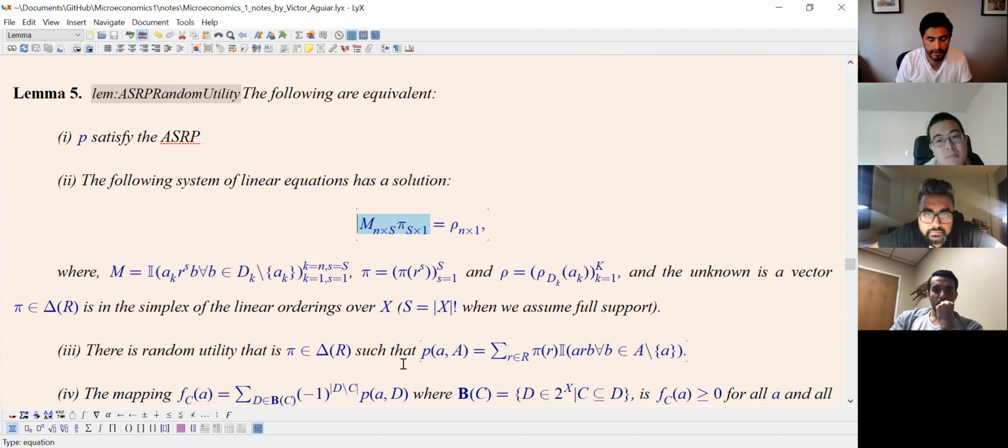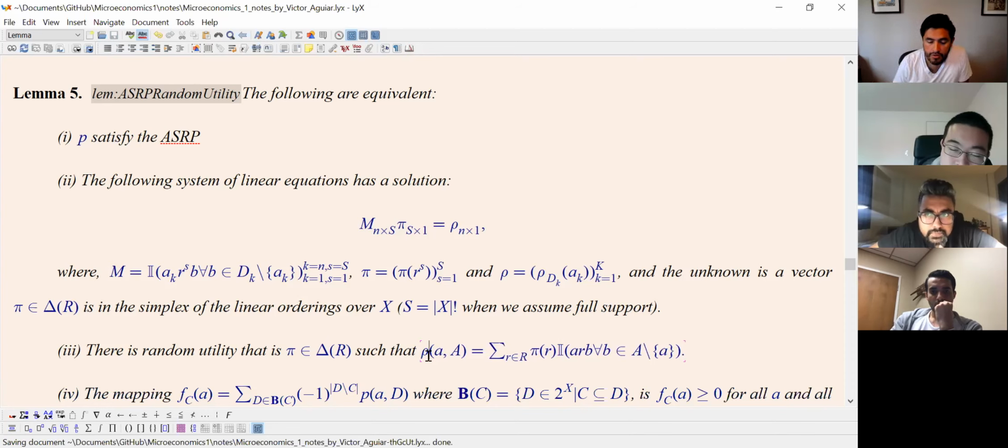The probability here, of course, should be written with rho. The probability of A comma A is equal to this expectation. This is the scalar form.